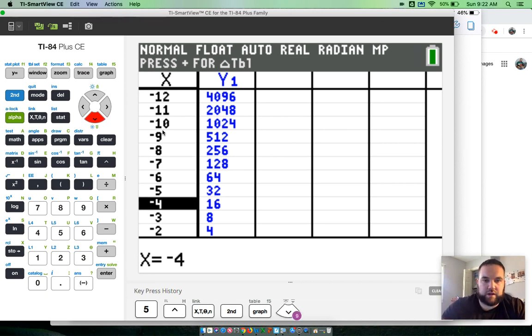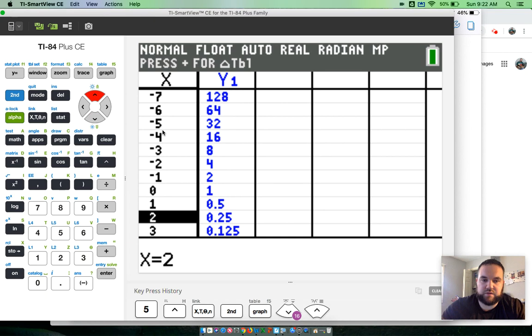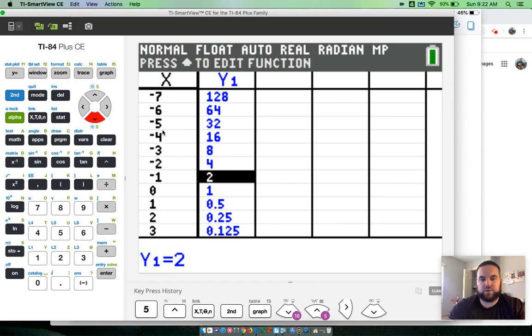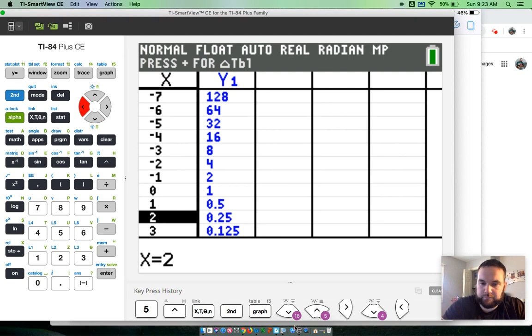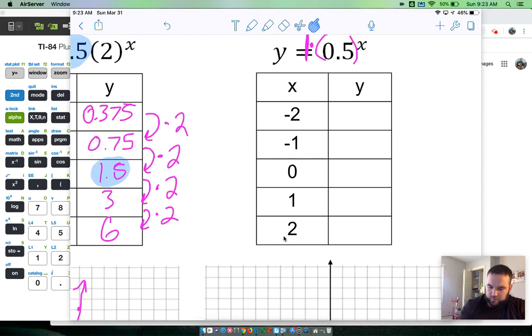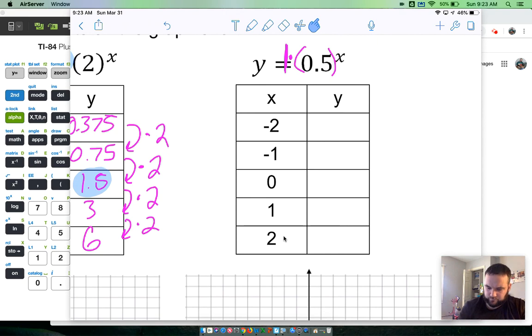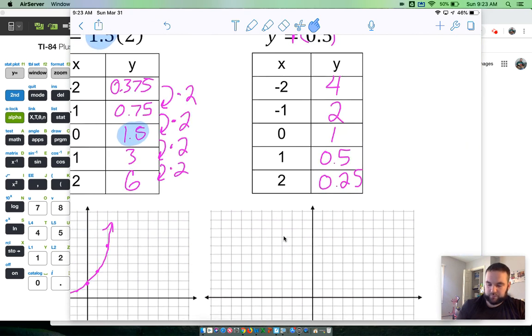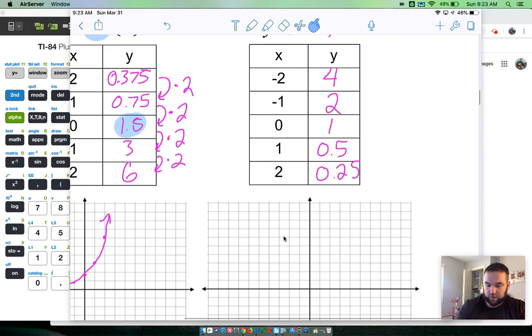Again, I'm not worried about negative 12 for an x value. I want just from negative 2 to 2 to get an idea of what this graph looks like. So from negative 2, I have 4, and then I go to 2, to 1, to 0.5, to 0.25, and so on. So this was 4, 2, 1, 0.5, 0.25. And then we saw that the numbers will keep going and keep getting smaller and smaller. So again, I'm going to graph those.